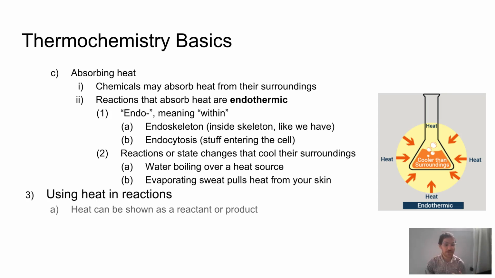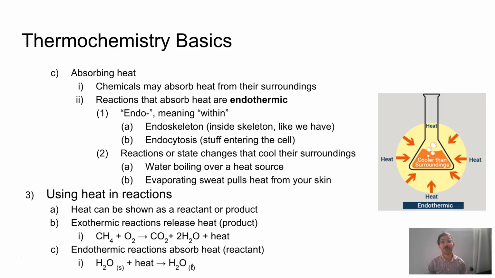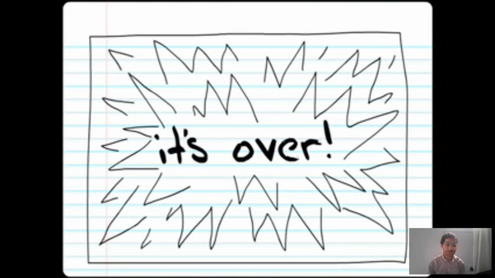So using heat in reactions, we can show heat as a reactant or product. If we have an exothermic reaction that releases heat, well, a product of that reaction is heat. It gives away heat. If we have an endothermic reaction that absorbs heat, we're going to show heat as a reactant because it takes that heat in order for the reaction to occur.